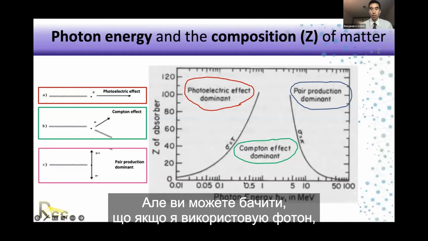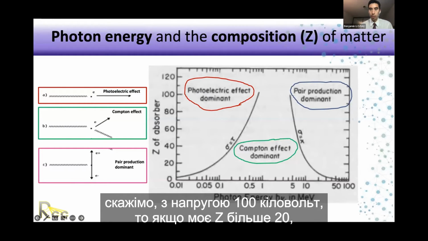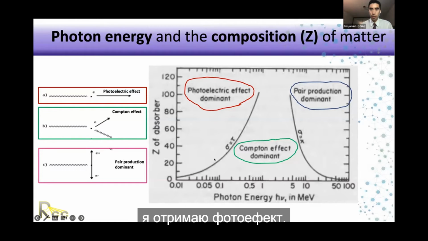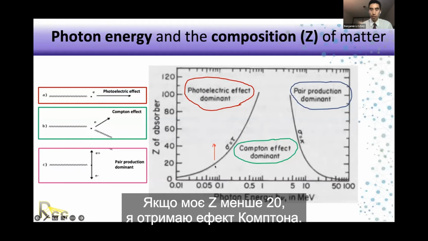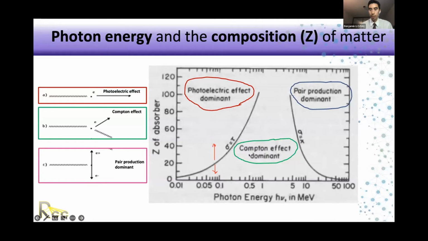But you can see that if I'm using, let's say, a 100 kilovoltage photon, if my Z is greater than 20, I'm going to be getting the photoelectric effect. If my Z is less than 20, I'm going to be getting the Compton effect.